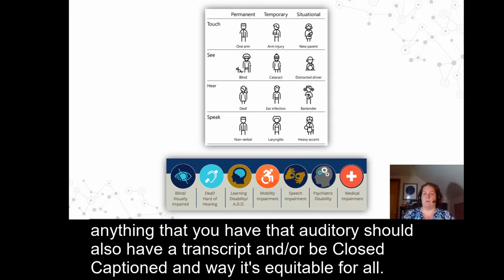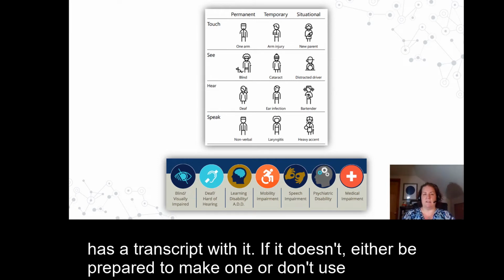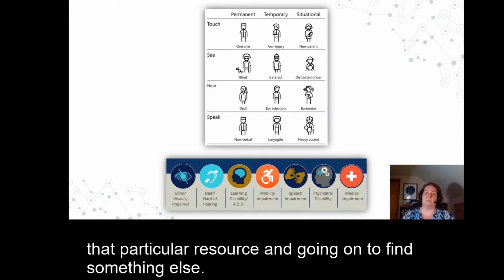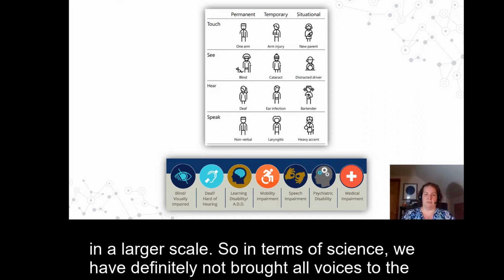And that way it's equitable for all. And so when you're designing your course content, make sure that if you use a resource, for example, like a podcast, that the podcast has a transcript with it. If it doesn't, either be prepared to make one or don't use that particular resource and go on to find something else. The next thing is to talk about equity and inclusion on a larger scale.